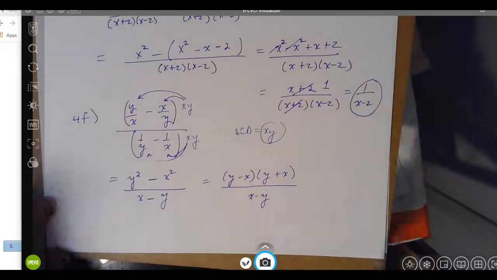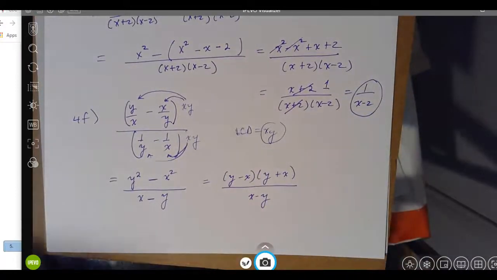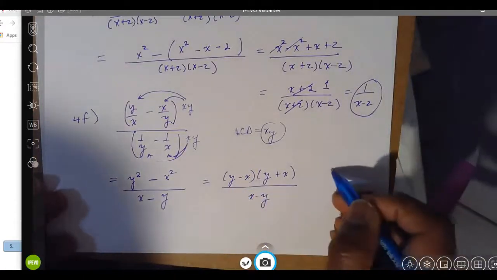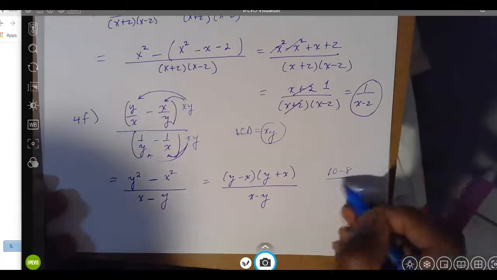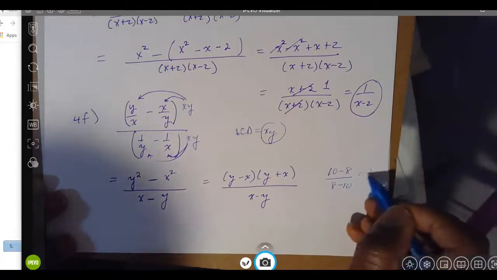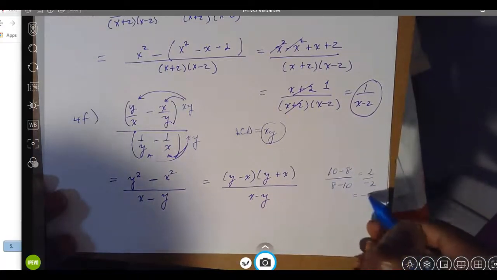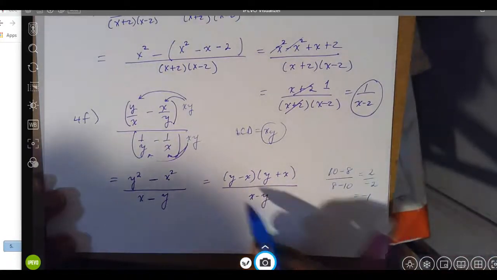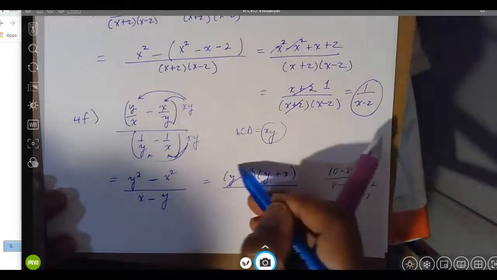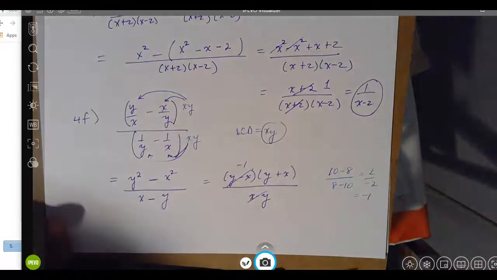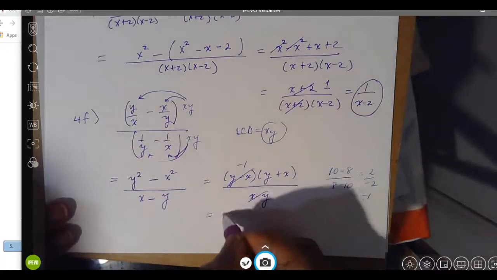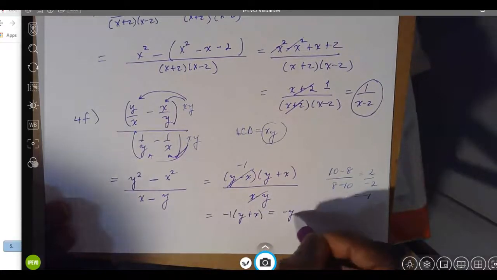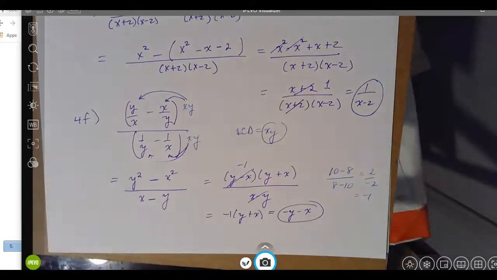Now, these two factors are similar. They're not the same. You can't just cancel. They're opposites of each other. This is like saying if you have 10 minus 8 divided by 8 minus 10, well, that's 2 over negative 2, which is negative 1. So y minus x is the same as x minus y, except for a negative 1. They're off by a negative 1. So you get negative 1 times y plus x, which is the same as negative y minus x.